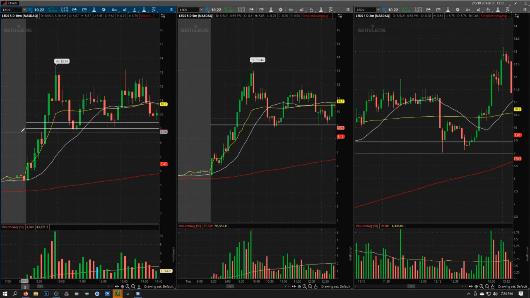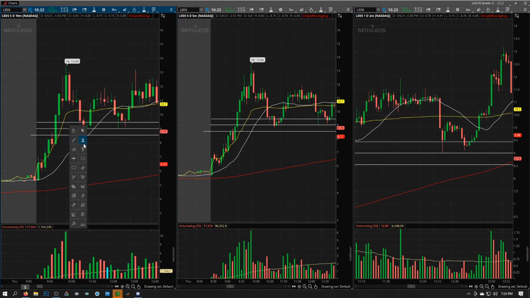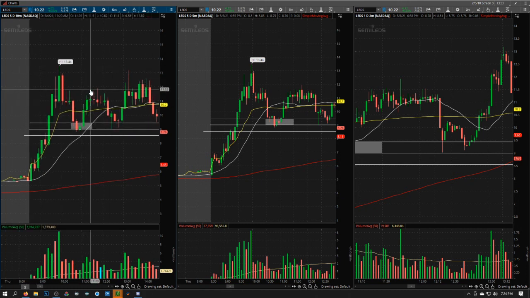I actually would have made my stop probably right here, just to give myself... I don't know, that's pretty tight. Maybe a little bit below that. 8.5, that's probably pretty good. So yeah, that's a 50-cent risk. I can take 200 shares to risk $100. Obviously you would tailor that formula to whatever your account size is.